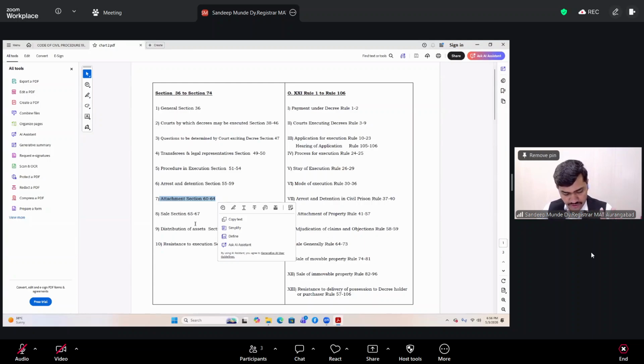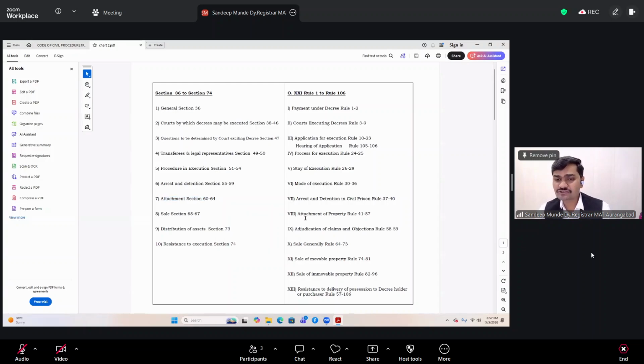And where an attachment has been made, any private transfer or delivery of the property attached or of any interest therein, and any payment to the judgment debtor of any debt, dividend or other money contrary to such attachment, shall be void as against all claims enforceable under that attachment. That is, void from the beginning, in view of Section 64 of the Code of Civil Procedure.